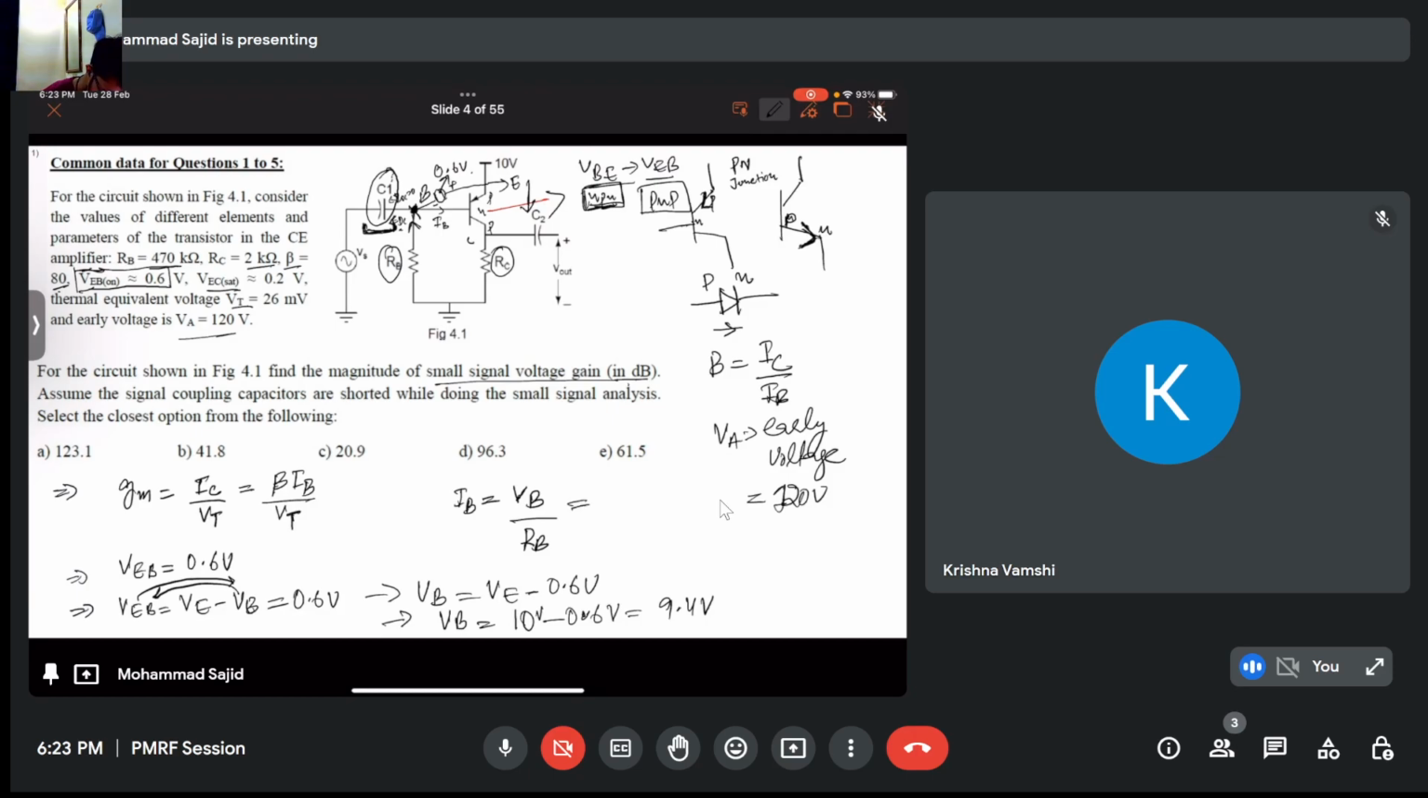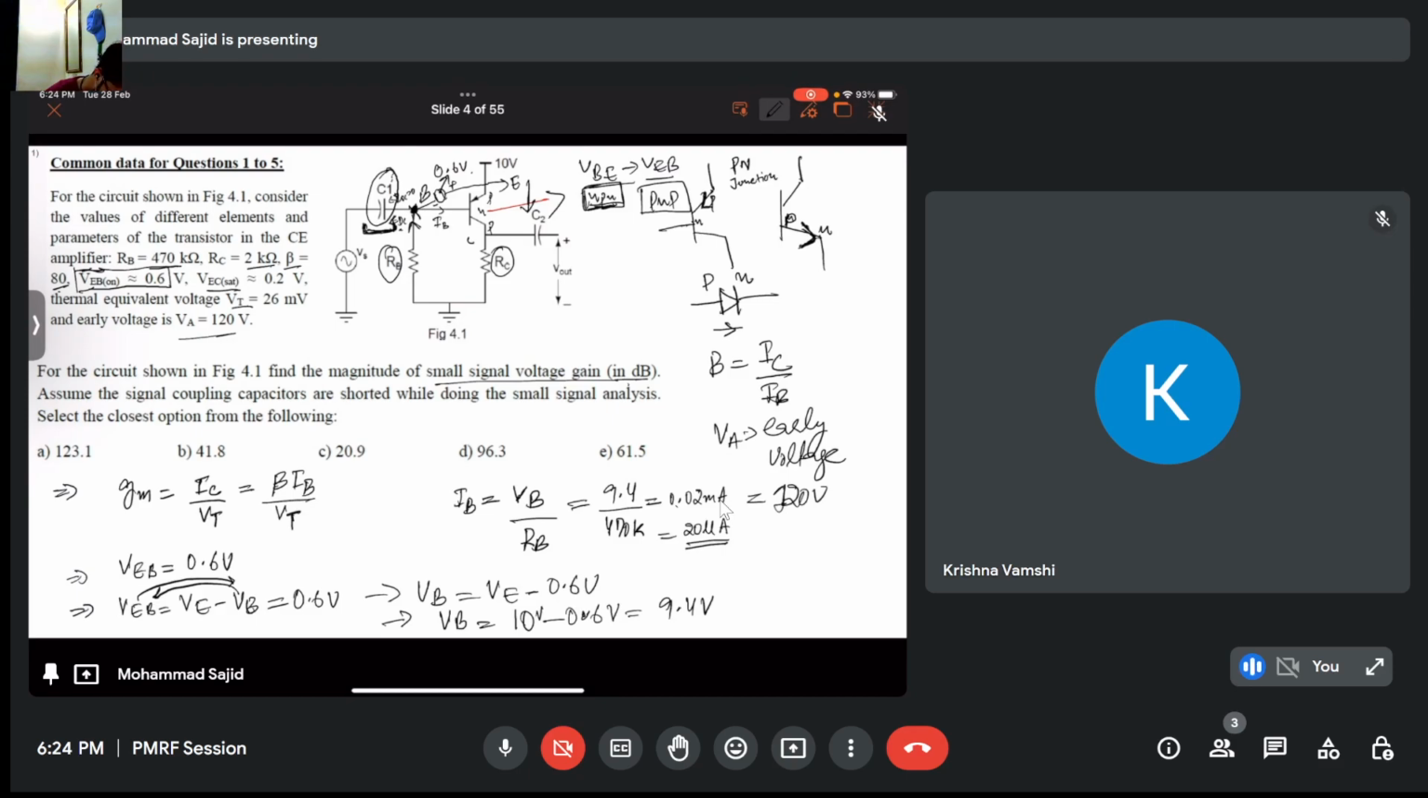Now you can replace it in this formula. So we'll get 9.4 divided by RB. We look for RB. RB is given to us as 470 kilo ohm, right? Now let's just calculate it. 9.4 divided by 470. That comes out to be around 1 by 50. That is 0.02 milliampere, and that will be equal to 20 microampere, right?